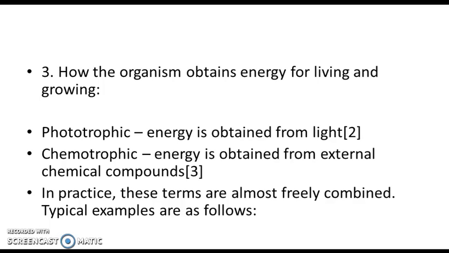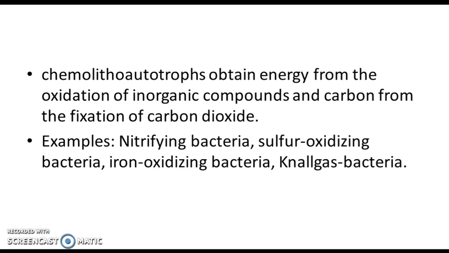The third principle is how the organism obtains energy for living and growing. It can be either phototrophic, meaning energy is obtained from light, or chemotrophic, meaning energy is obtained from external chemical compounds, etc. In practice, these terms are almost freely combined. Typical examples are given.